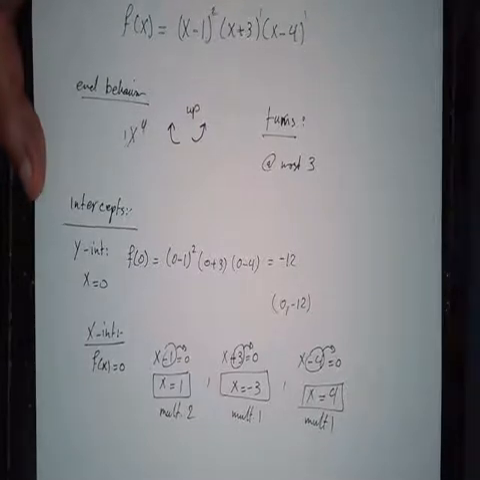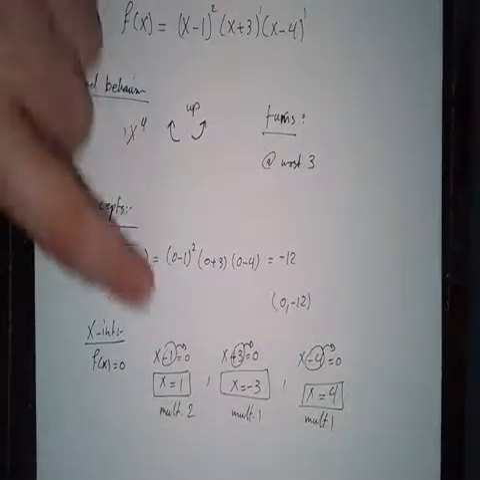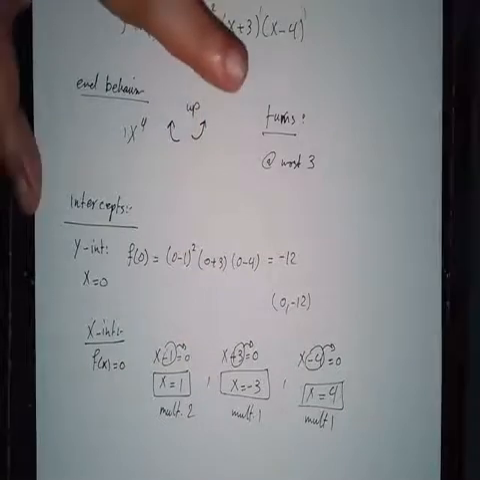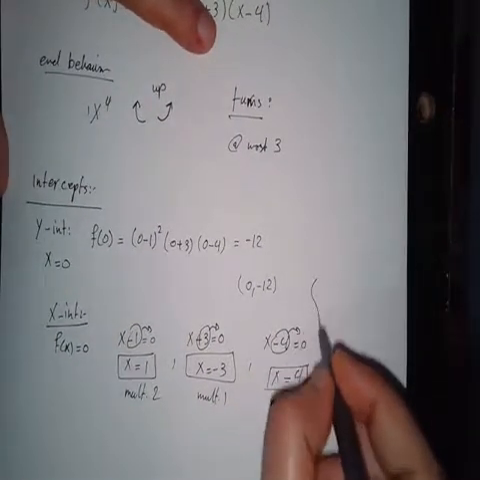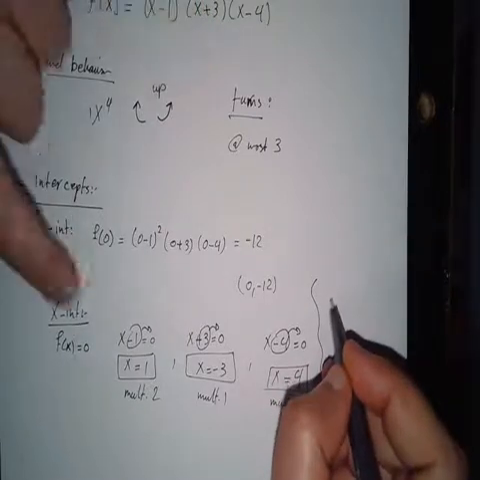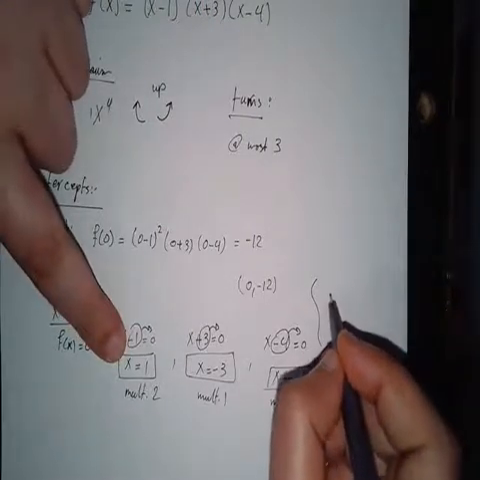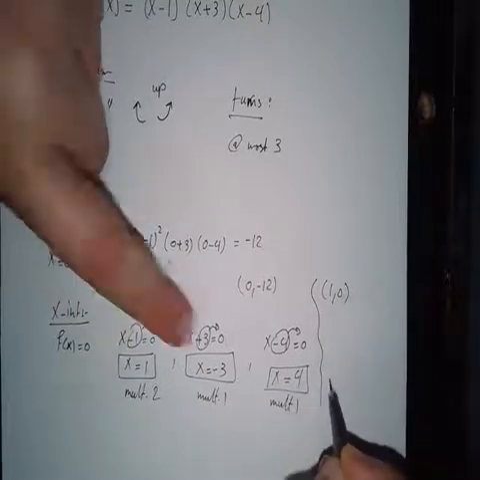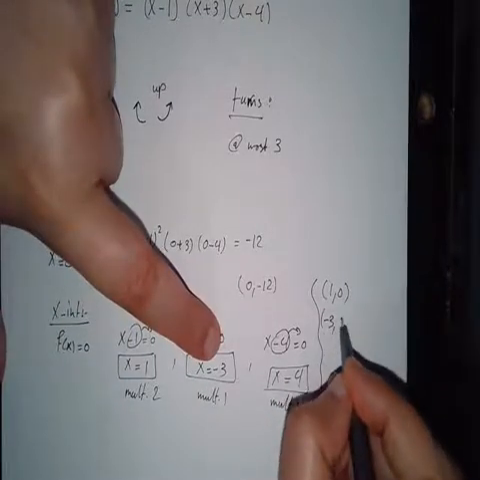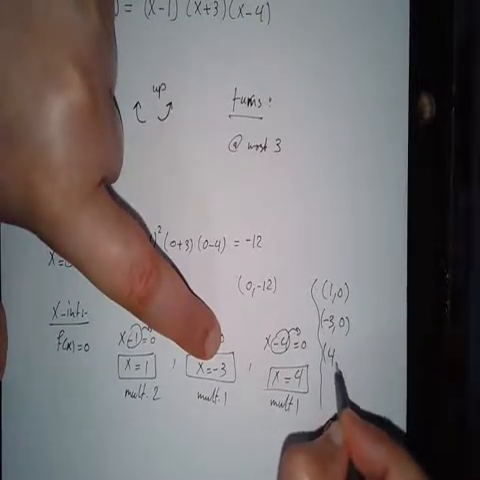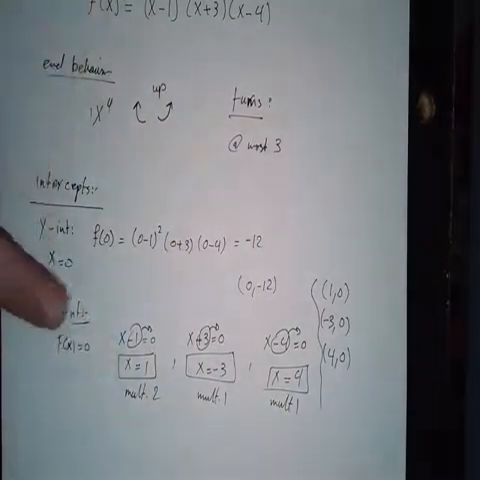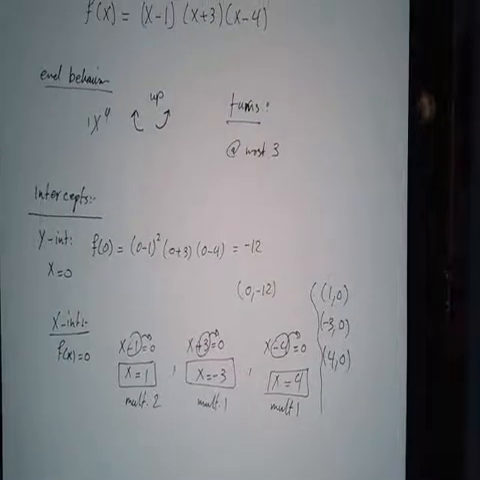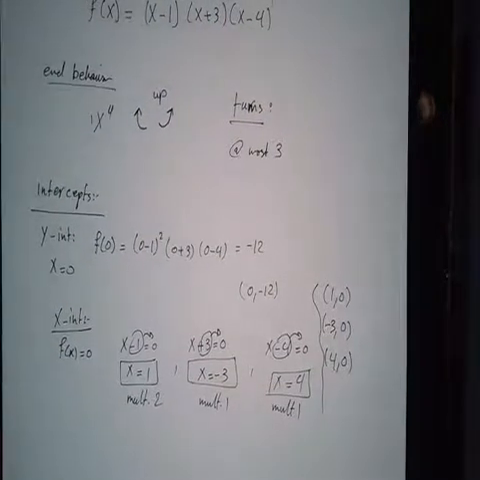Yeah? So after having figured these out, these values are the values of your x-intercept. All you have to do is write them in the form of a point, which I will do here on the side. So, first point would be 1 and 0. Second point would be negative 3 and 0. And last point would be 4 and 0. Again, y is 0 for all of them because we plugged in 0 for the y. I hope that makes sense.